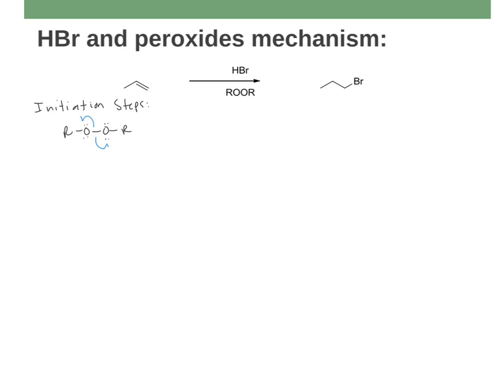So in this initiation step here, that bond's going to break, which is going to give me 2 of these alkoxy radicals, where I'm going to have an RO with just 1 electron. And what's going to happen is that that alkoxy radical, in the second part of this step, is going to react with my HBr.